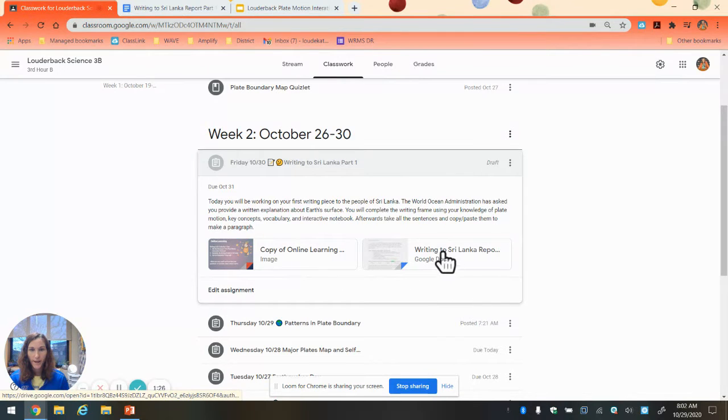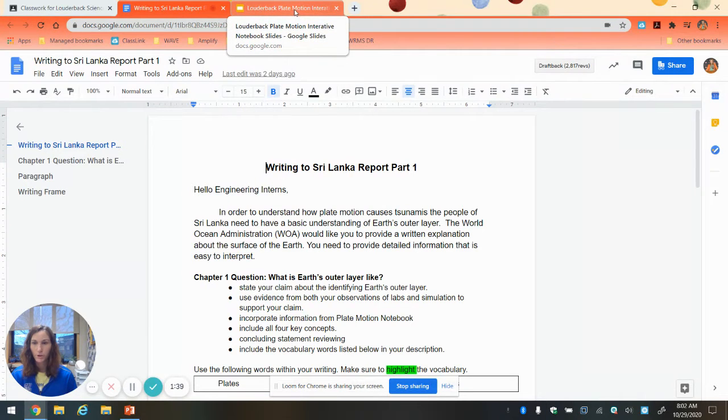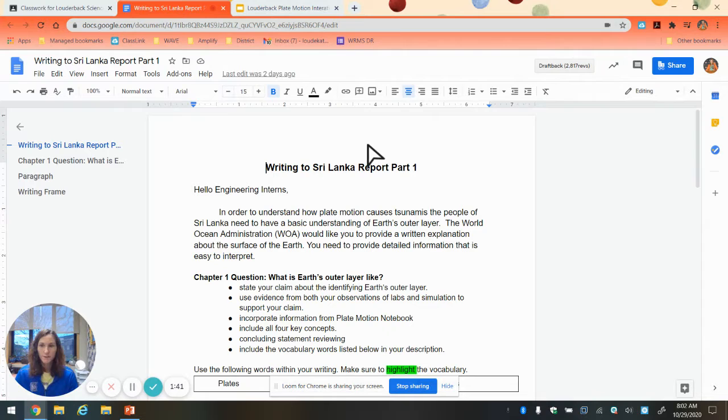All right, I have right here the Writing to Sri Lanka report. You're going to open it up and we're going to work on our writing piece. We want to make sure that we have both the Google Doc that we're writing on and our plate motion notebook open at the same time to help us work through our learning today.